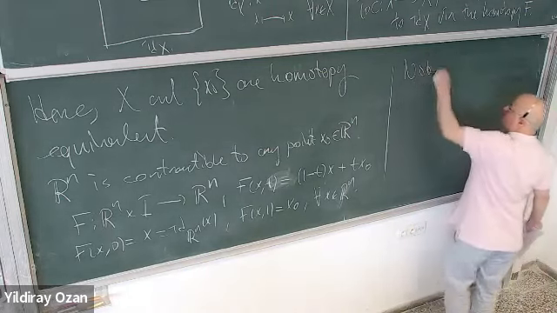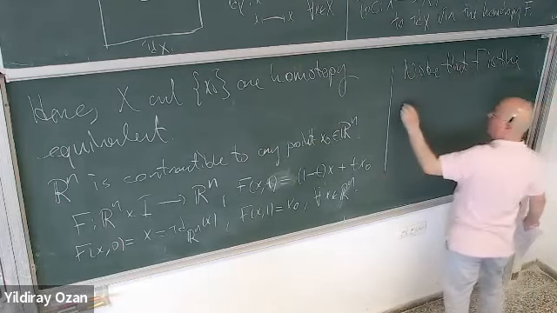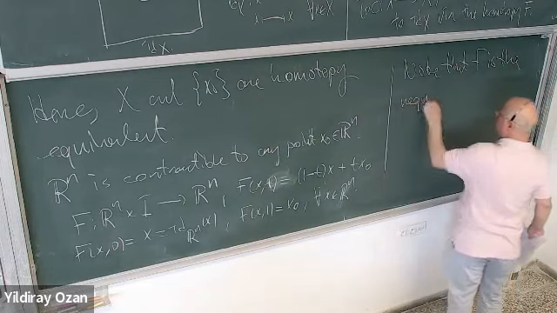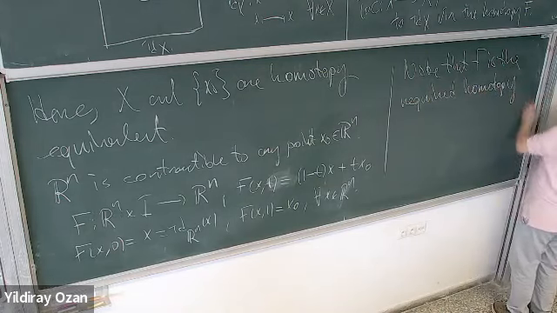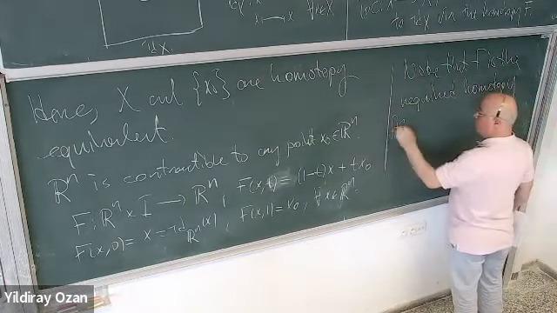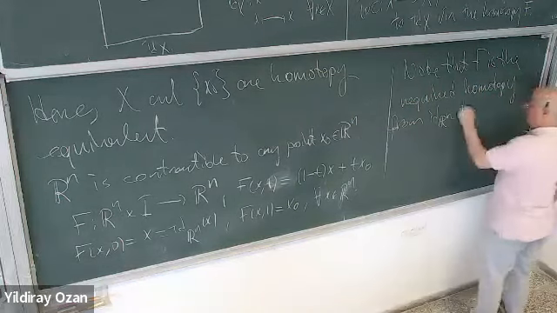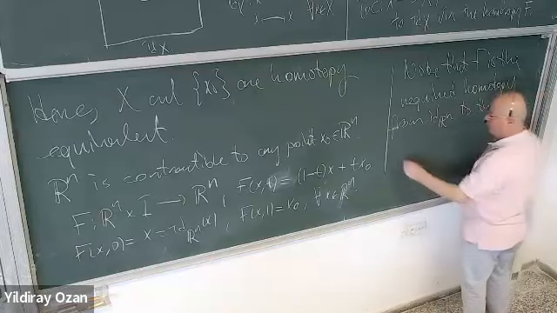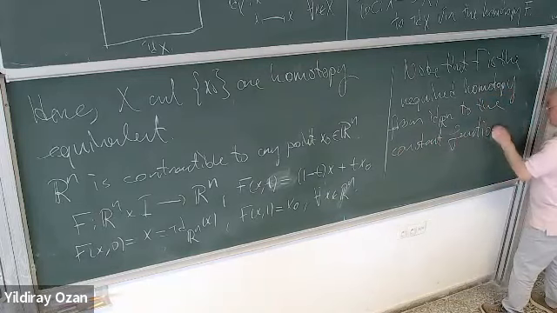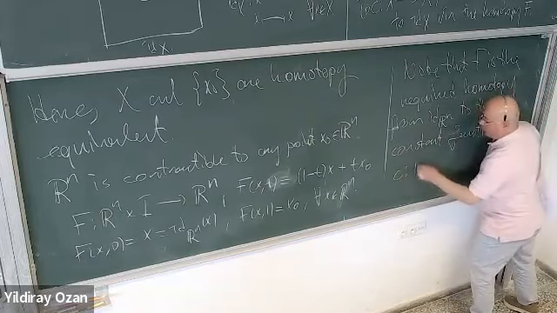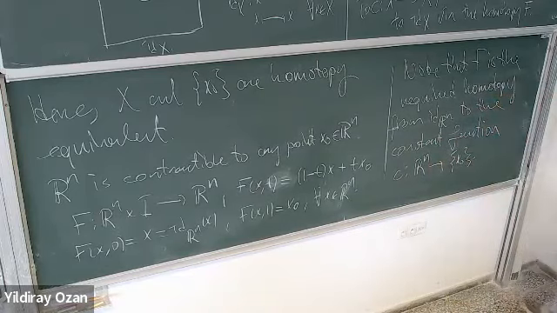Note that f is the required homotopy from the identity of Rn to the constant function P from Rn to x0.